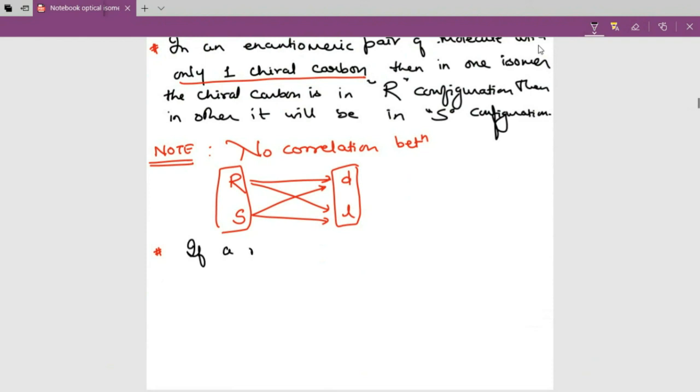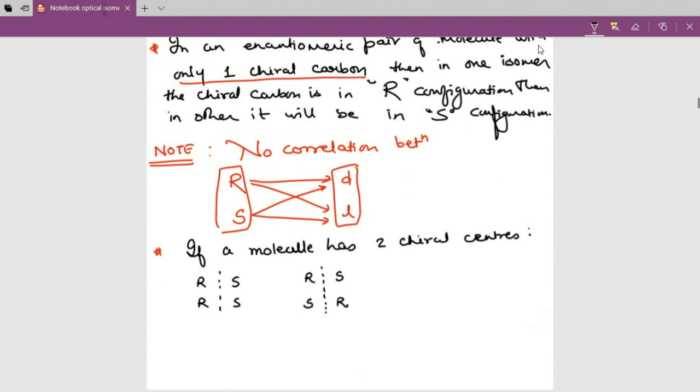If a molecule has two chiral centers, the possibilities of its configurations could be RR, its mirror image will be SS, RS, its mirror image will be SR. Okay, let me just write it first. I have two chiral centers, then this is how it will behave.